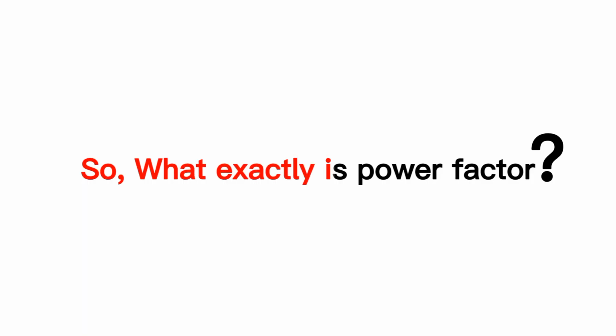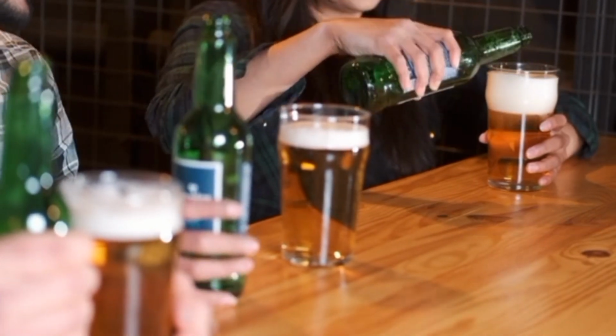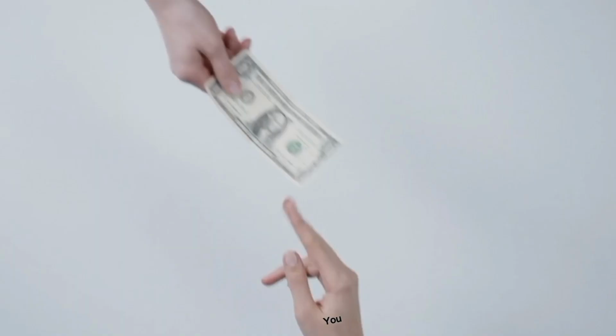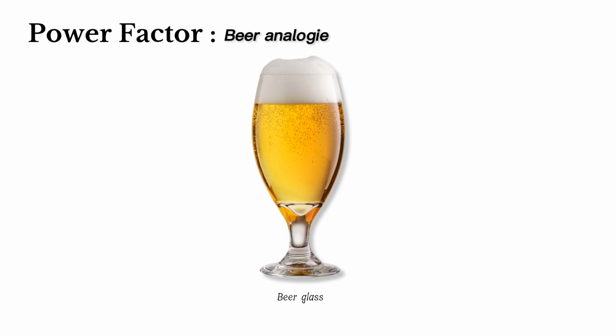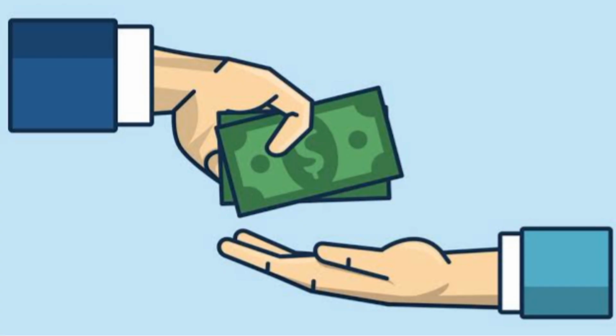So, what exactly is power factor? Imagine you're at a bar ordering a beer. Don't worry, just imagine. You pay for the beer by the glass, but inside that glass, there's both beer and foam. The beer represents our true power or kilowatts, the useful stuff that does the work. The foam, on the other hand, symbolizes reactive power or kilovolt amps reactive, the not so useful stuff that we still have to pay for.